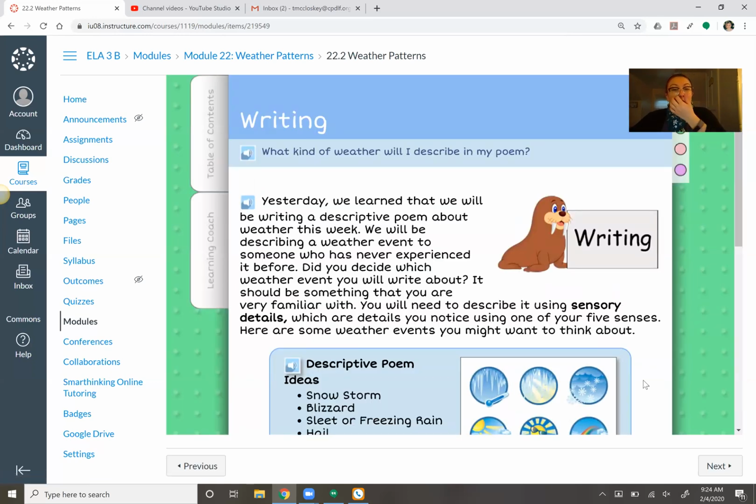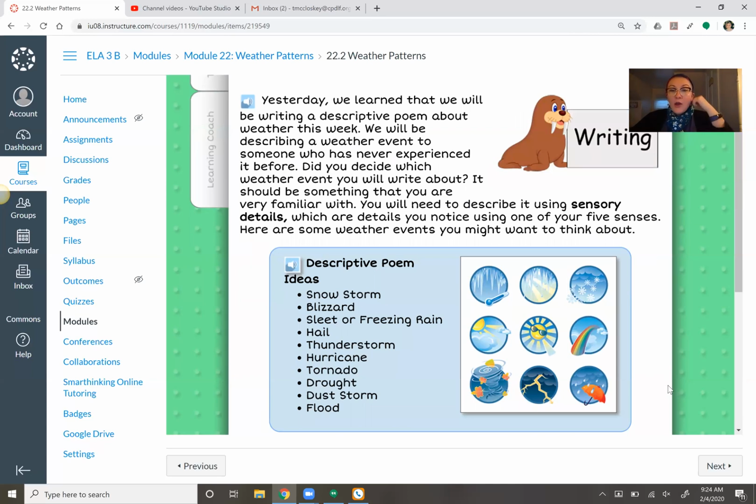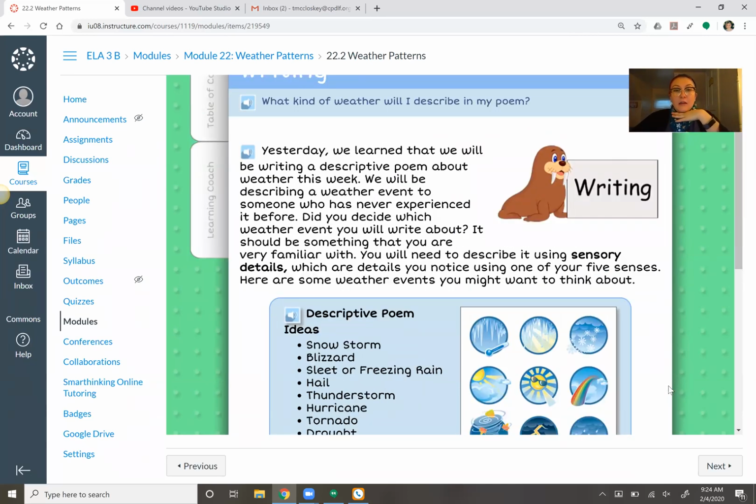For writing, you are going to write a descriptive poem by the end of the week. So we will be describing a weather event to someone who has never experienced it before. So yesterday you should have gotten some think time to decide what you would like to talk about. So it should be a weather event that you're already familiar with, and you're going to describe it using sensory details, which are details you notice using one of your 5 senses. So see, hear, smell, taste, touch.